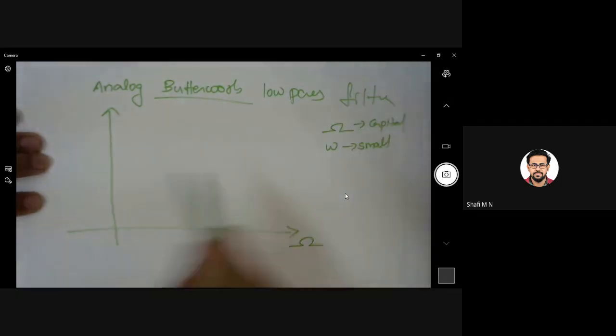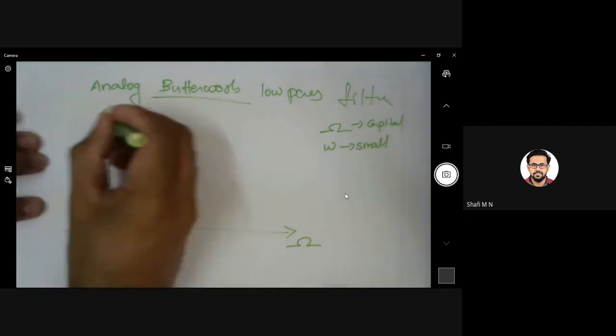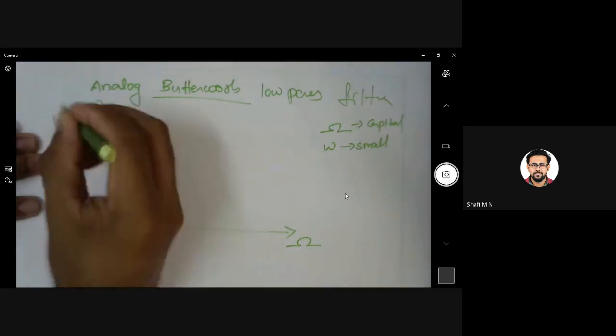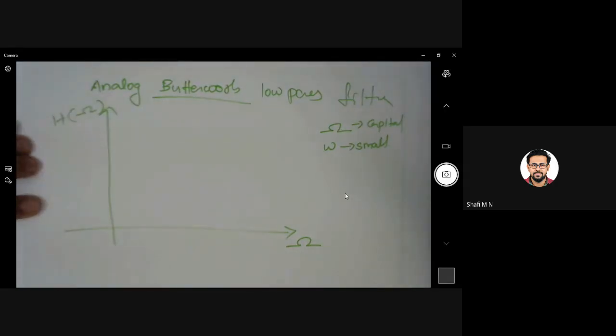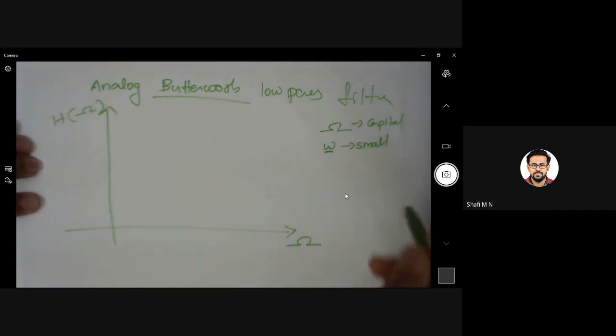What is the difference between these two? Both are frequencies. What is the difference between capital omega and small omega when you represent a particular frequency? Small omega is for digital frequency and capital omega is for analog frequency. Capital omega means you're dealing with an analog frequency. So that means this is a frequency response of an analog filter.